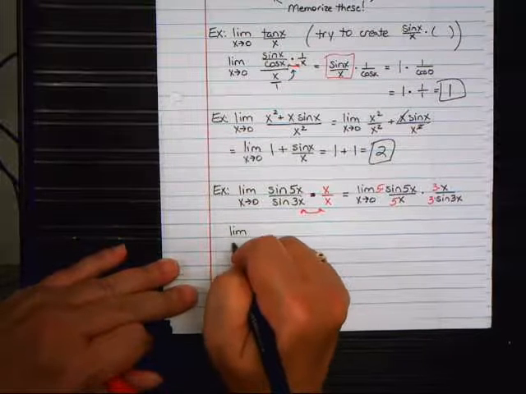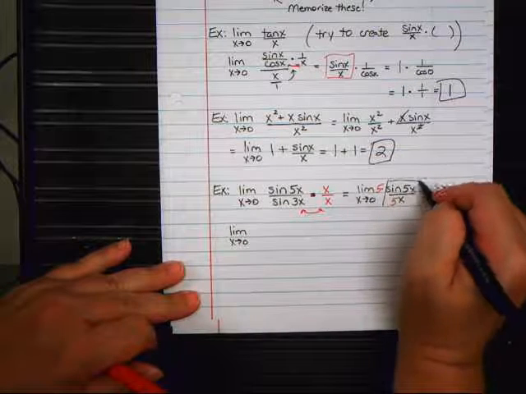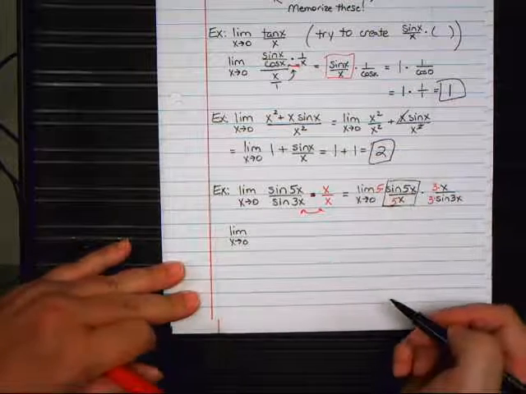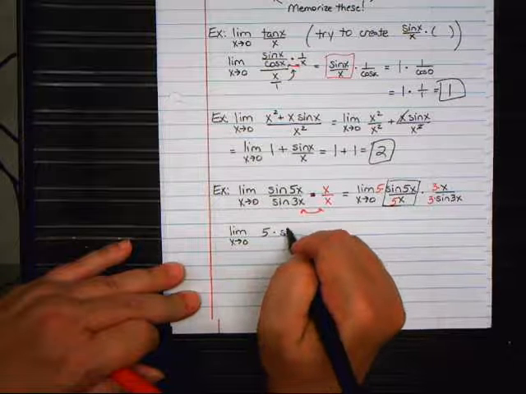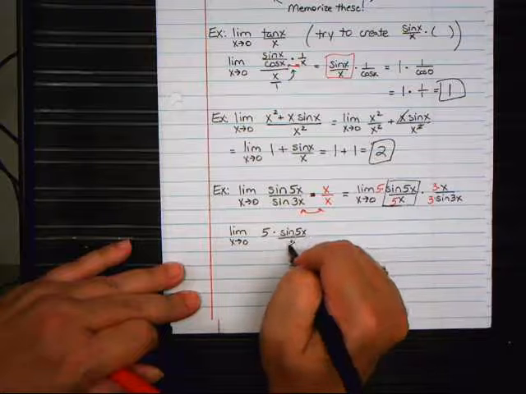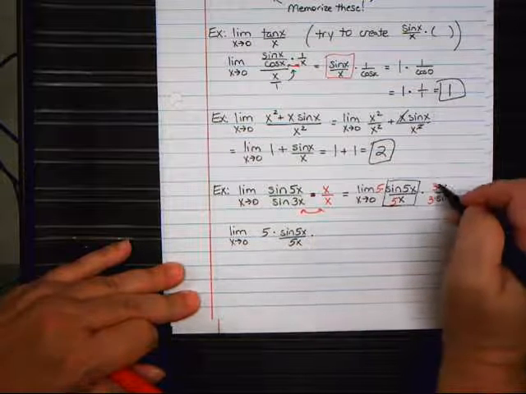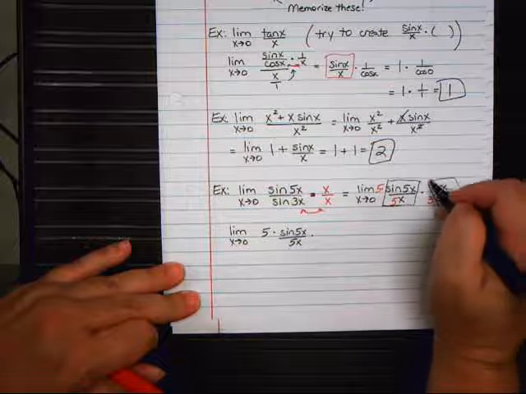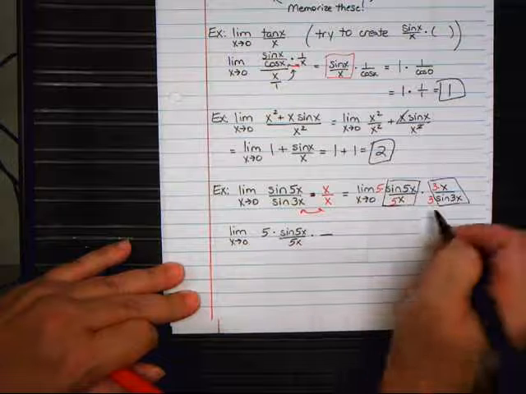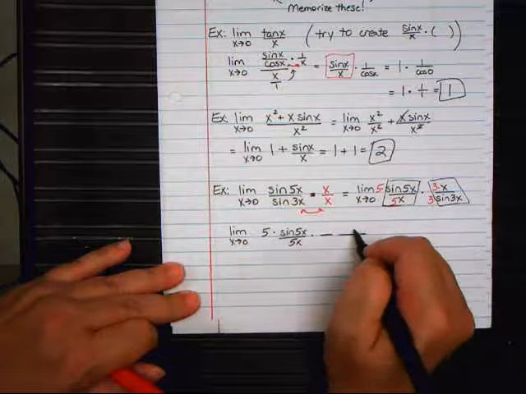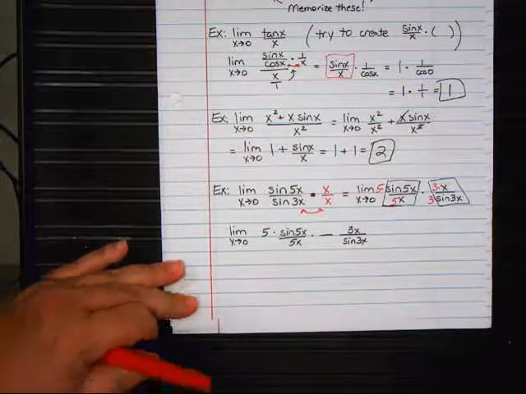I have the limit as x approaches 0. This right here, that's going to equal 1, isn't it? So I have 5 times sine of 5x over 5x, which I know is going to equal 1 in a minute. The limit's going to equal 1, times, now look at this one. There's the other one. I'm going to leave a fraction bar. I'm going to take care of that 3 in a minute. 3x over sine 3x. That's going to equal 1 also.